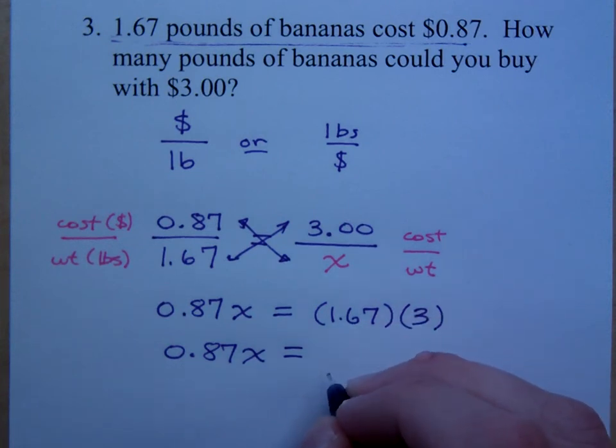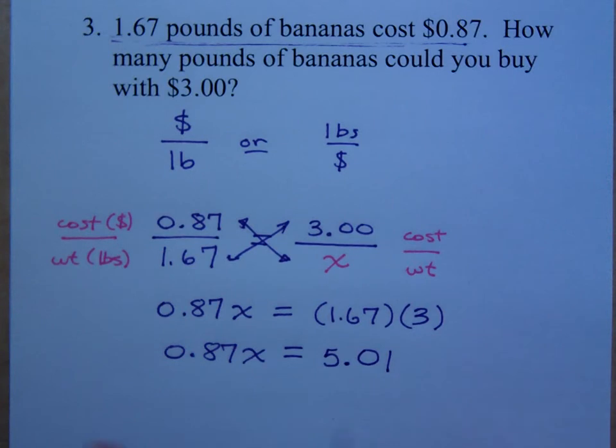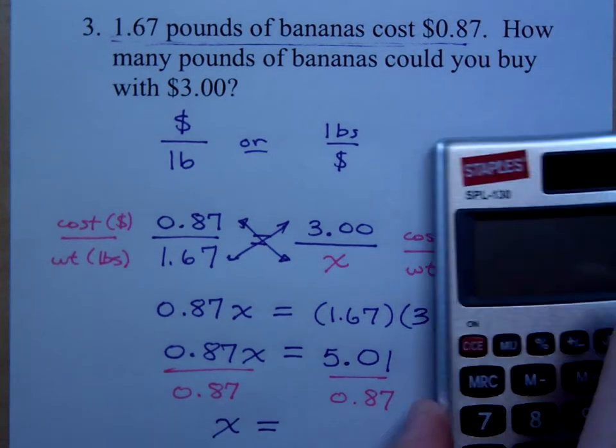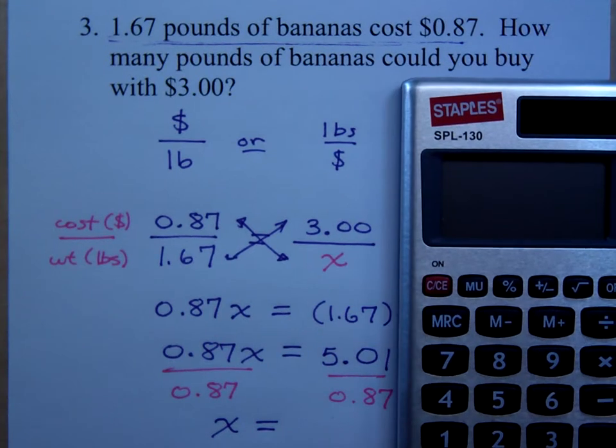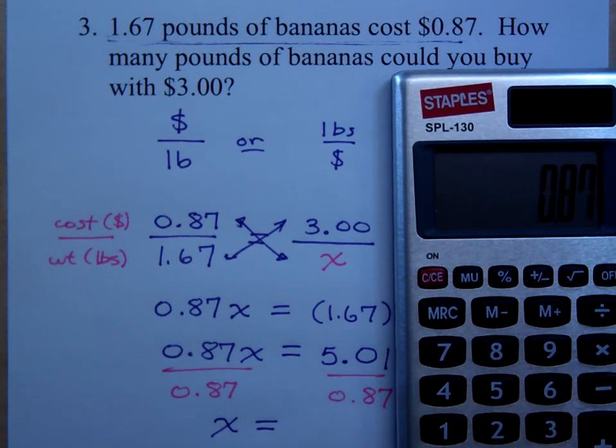So 5.01, how do I finish this? How do I get x by itself? Divide by 0.87. So that means that x is going to equal what? Well, I got my calculator, which is a good thing, right? So 5.01 divided by 0.87. What do you guys have?